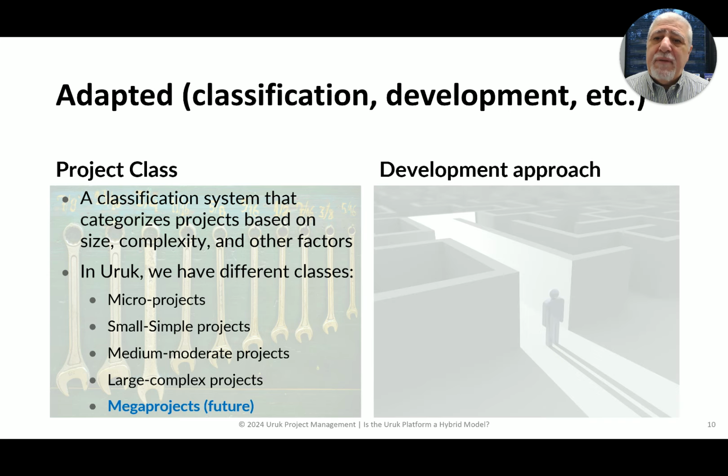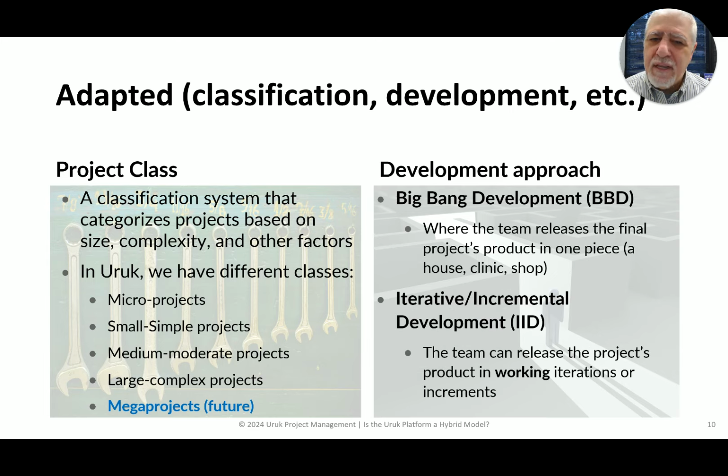And then we look at development approach. And here maybe the hybrid story comes in, right? How are we going to develop the product of the project? Well, in this case, we have 2 techniques. Most projects follow the concept of Big Bang. This is what people call waterfall, but again, I don't agree with the term waterfall, so I avoid it as much as possible. So what's a Big Bang? Big Bang is where the team delivers the product of the project. Remember, every project must produce something, right? We can only deliver the product in one piece at the end of the project. For example, a shop, a clinic, a house, right?